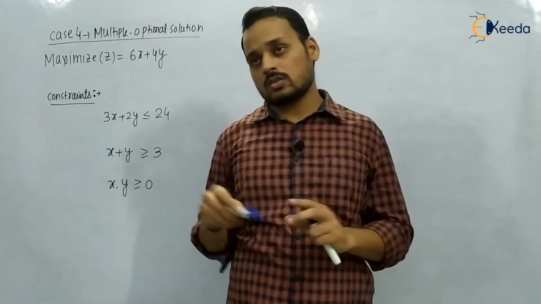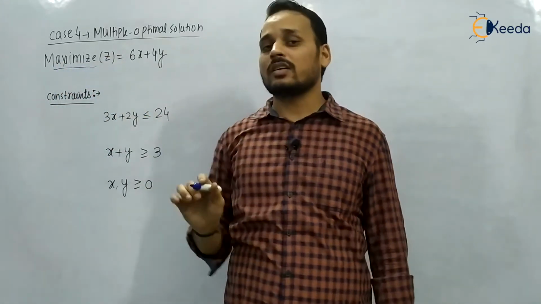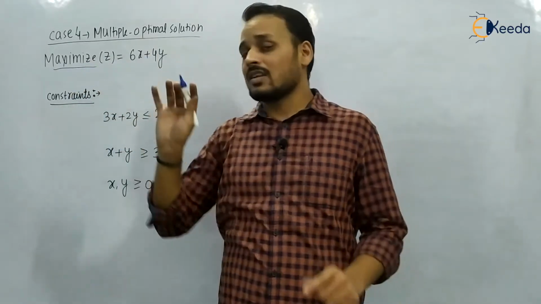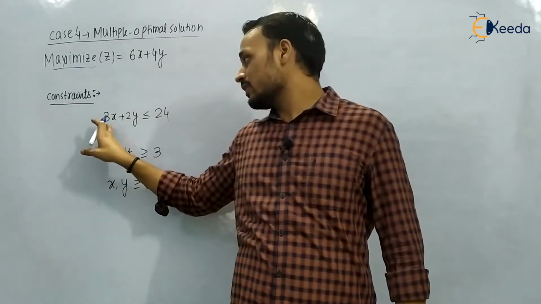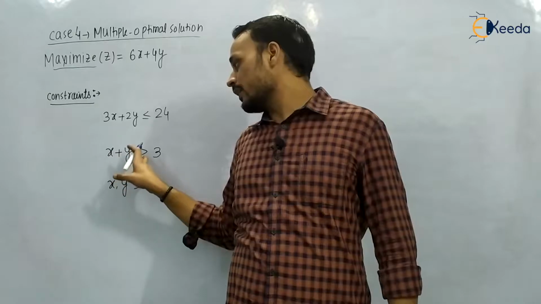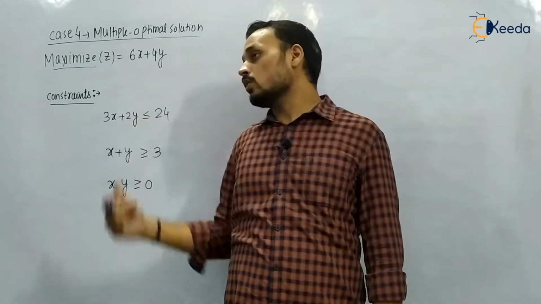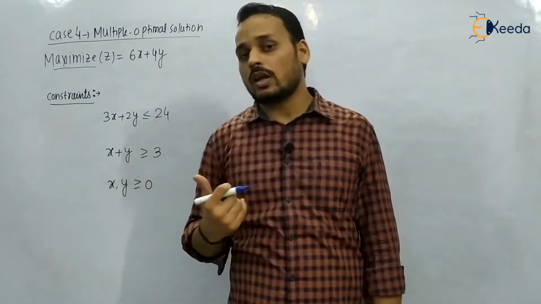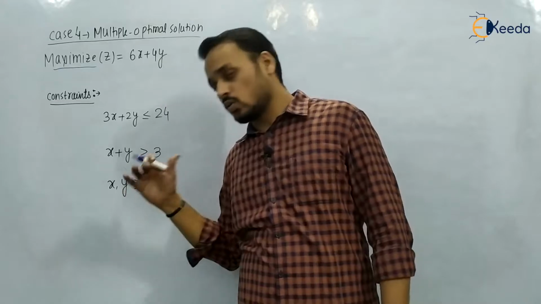This is our objective function. The nature, you can see, is maximization type. Maximize z equals 6x plus 4y, subject to constraints. The first constraint is 3x plus 2y less than or equal to 24, and the second constraint is x plus y greater than or equal to 3. So a mixed type of constraint is there: one is less than or equal to type and the other is greater than or equal to type. And we have the non-negative restriction, x, y greater than or equal to 0.